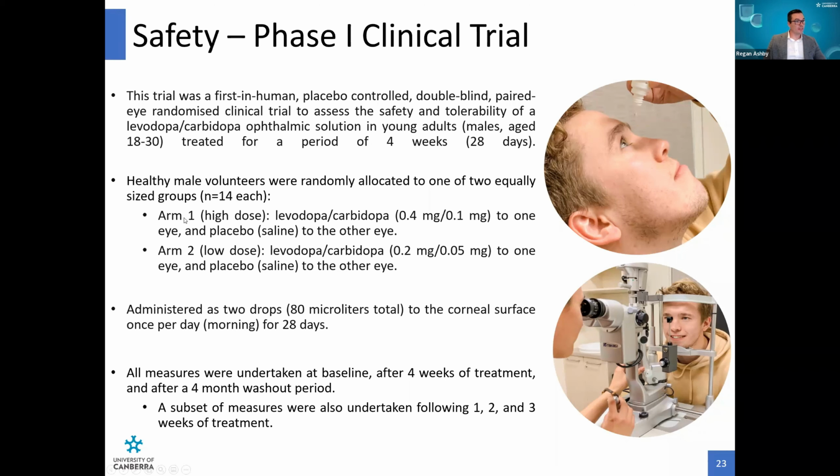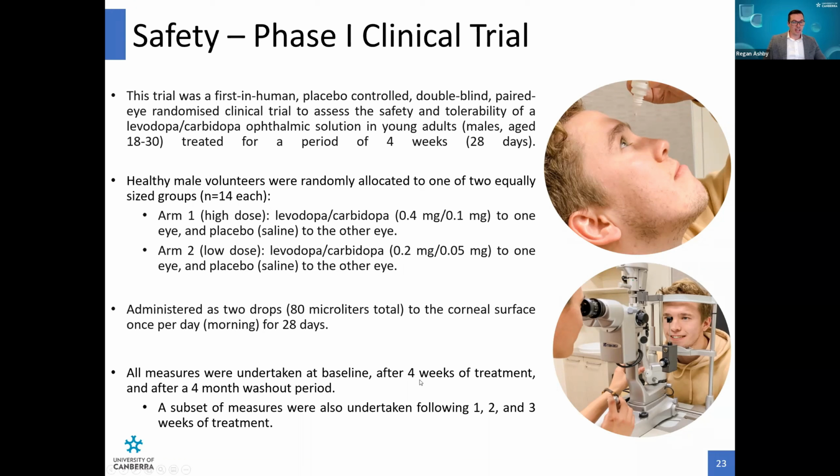In arm 1, they were given a high dose of levodopa carbidopa to one eye and the placebo solution to the other eye. In arm 2, they were given the low dose of levodopa carbidopa to one eye and the placebo control to the other eye. Now, the participants were randomly assigned to either arm, but also which eye was treated was randomly assigned. So both left or right eye could have been the treatment eye. They administered 2 drops of the solution, either the levodopa solution or the placebo solution, to the corneal surface once per day in the morning for the 28 days.